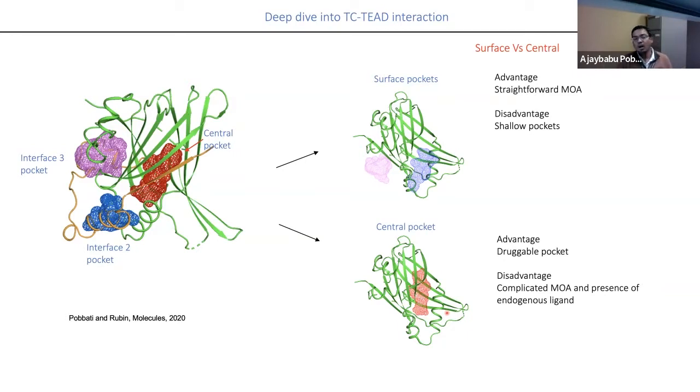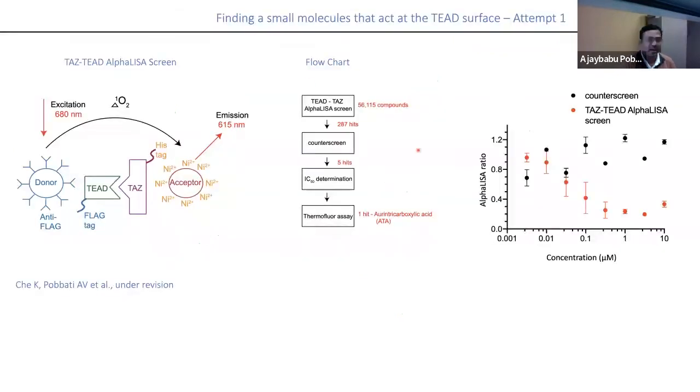And there is no right or wrong, but we decided to go through the surface route because it has a straightforward MOA. So this is largely work of Kepang Che, who initiated this screen, basically because of the similarity between TAZ and TEAD complex, she used the TEAD and TAZ purified proteins. The reason for not using TAZ-CAMTA1 is TAZ-CAMTA1 is so difficult to purify. For that matter, even full-length TEAD and full-length TAZ are very difficult to purify. Kepang was resilient to purify this protein and come up with an assay.